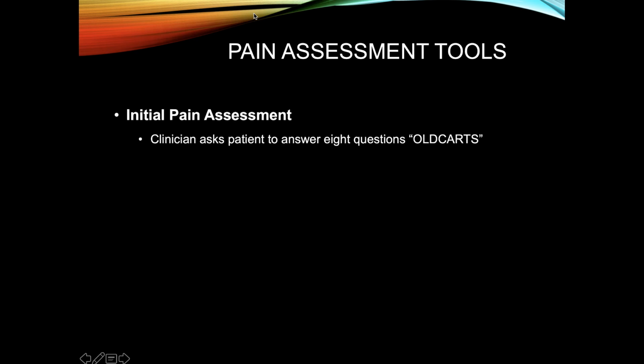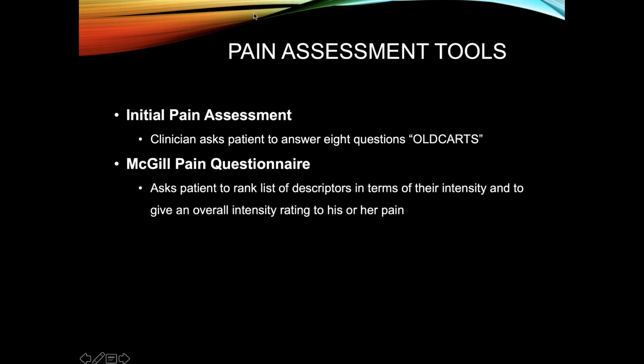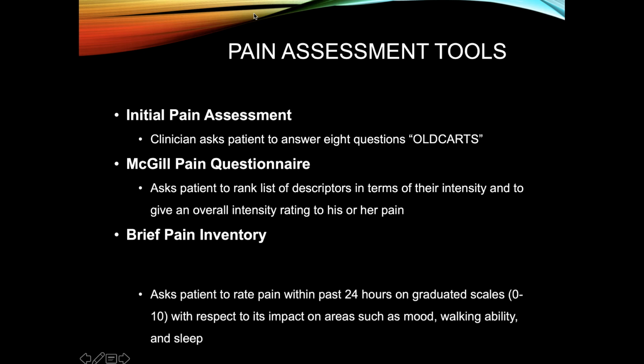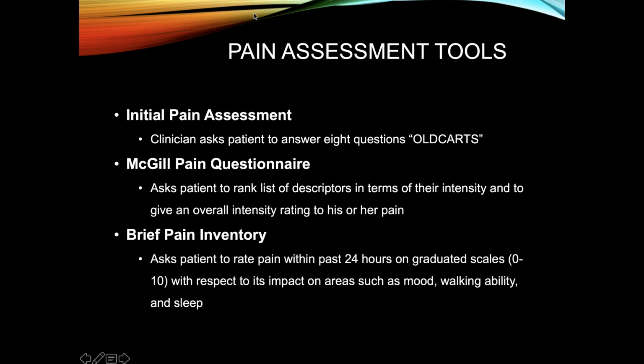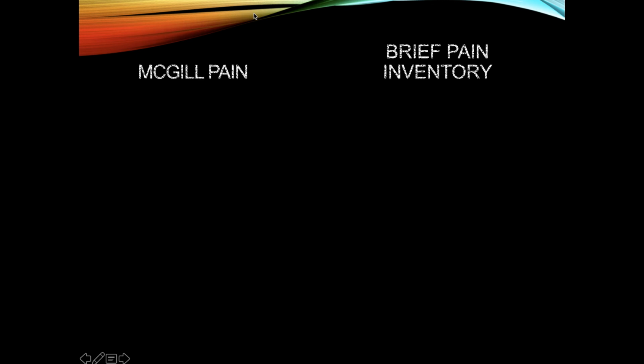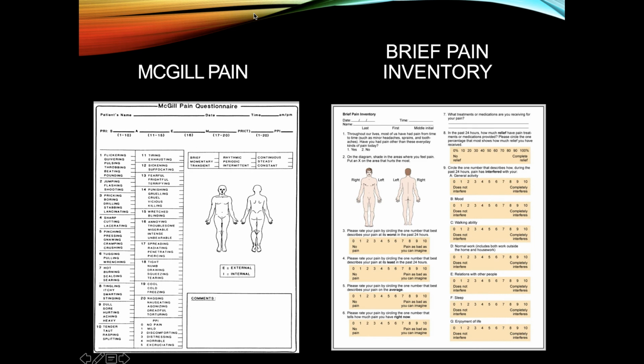When we do our initial pain assessment, we're going to ask all of those old CARTS questions, and we may use other pain questionnaires other than just the 1 to 10, like the McGill Pain Questionnaire. This asks patients to rank a list of descriptors in terms of their intensity and to give an overall intensity rating of how they feel. The Brief Pain Inventory asks the patient to rate the pain within the past 24 hours on graduated scales. This is with respect to the impact on areas such as mood, walking ability, and sleep. And this is what the two of those look like, just as a reference to you.